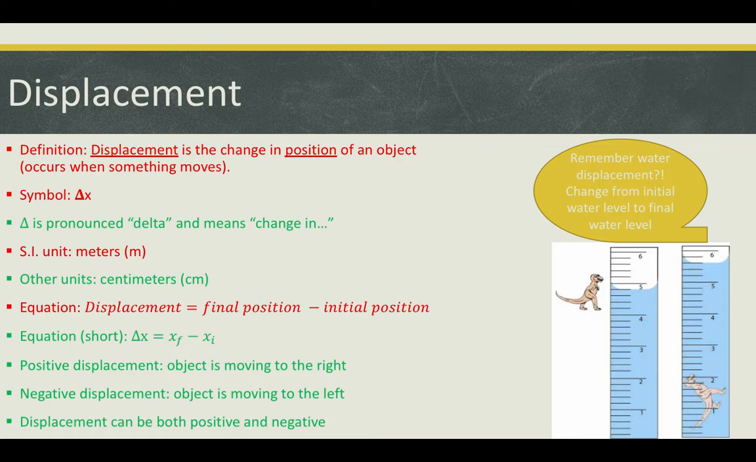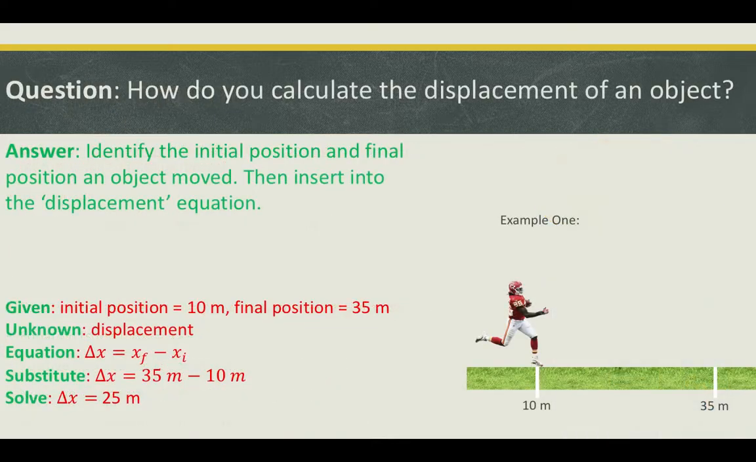We will have algebraic signs that tell us important things about displacement. When displacement is positive, that means that the object has moved to the right. When displacement is negative, that means the object is moving to the left. That's a convention we will use in our class, that right is positive and left is negative. And it's important to bear in mind that displacement can be both positive and negative.